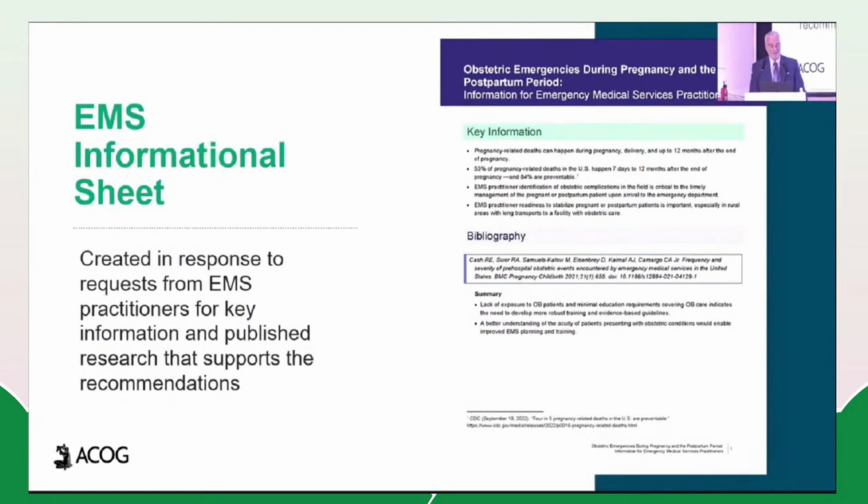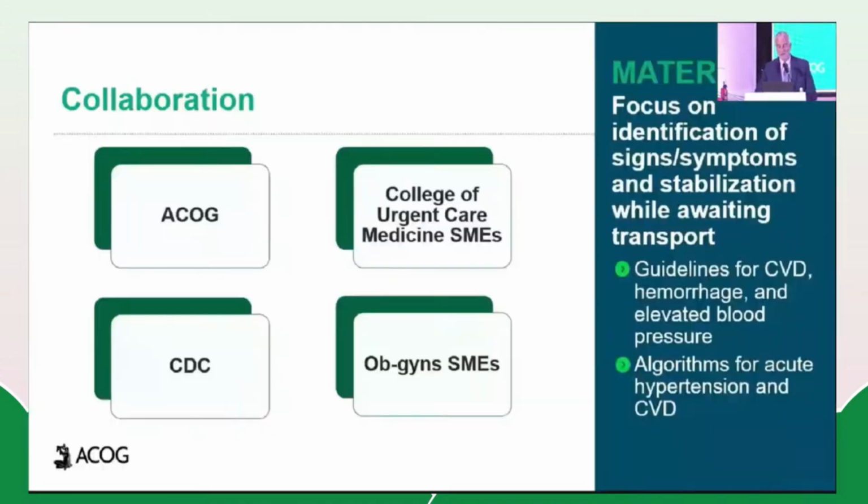The EMS informational sheet: they also asked for background information to support why we recommend what we do. So this informational sheet with bibliographies is provided to them as well, so that they understand why we approach things like using magnesium for seizures. They don't use magnesium for seizures in basically every other patient. And then urgent care, we're currently partnering with a number of other organizations to develop similar guidelines to what we're doing for the urgent care setting, as well as the algorithms.